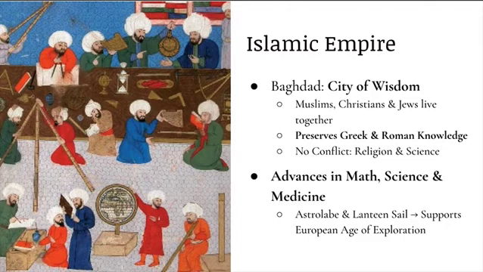And again, the advances made in math, science, and medicine, particularly, you guys should recall the astrolabe and the lateen sail, just as two examples of some of the things developed during the golden age of Islam that end up opening the door to the age of exploration. All right, that we're really focused on in Unit 4.